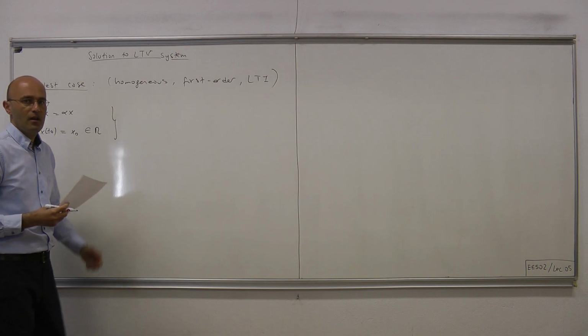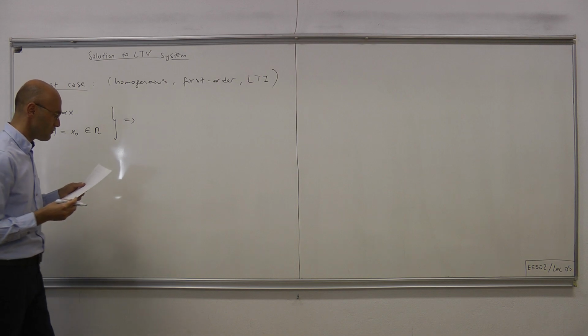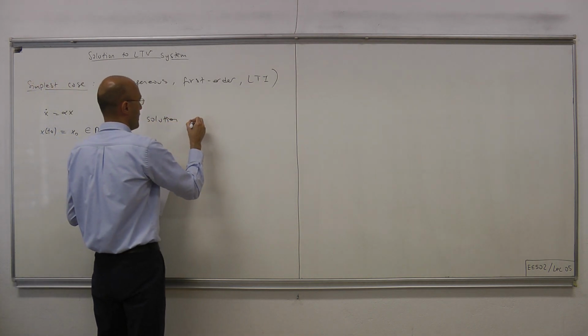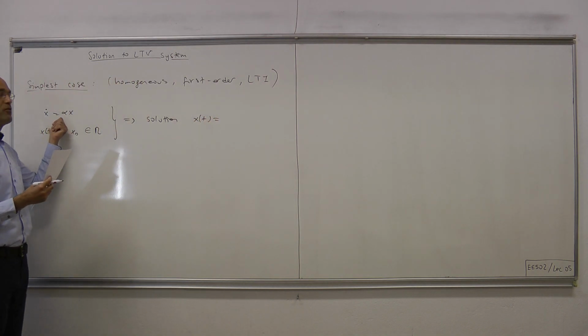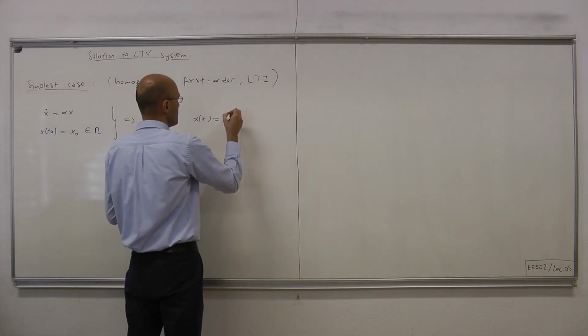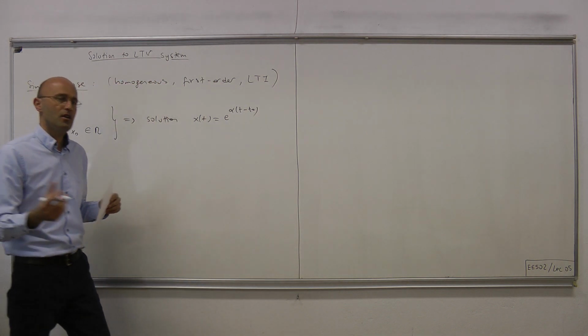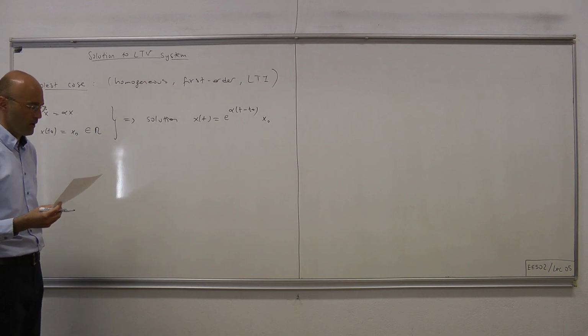Okay. Now, the solution to this case is straightforward. We know that the solution to this differential equation starting from this initial condition is x of t equals e to the alpha times (t minus t0) times the initial condition x0.